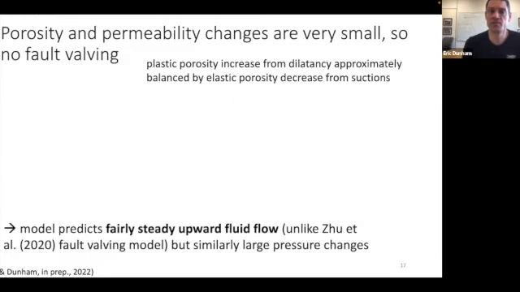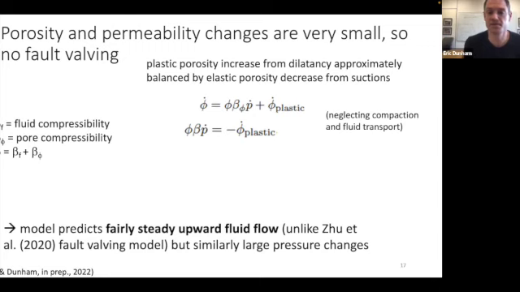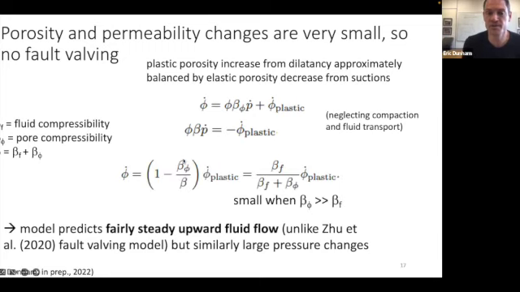I will note that the permeability and porosity changes in this model are very small. Therefore, this model predicts fairly steady upward fluid flow. The flow is key to creating that distribution of effective stress, but it's not a fault valving process. The reason is basically what Luca explained. It depends on the relative importance of fluid compressibility and pore compressibility, which controls the magnitude of these pressure changes.